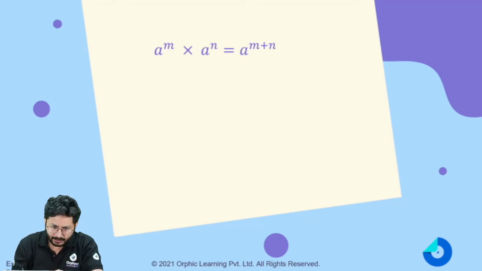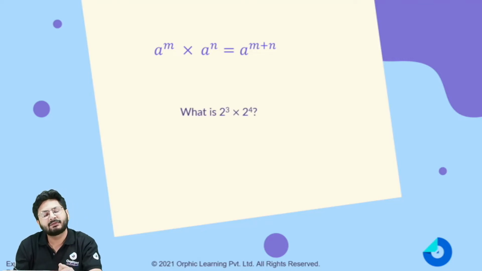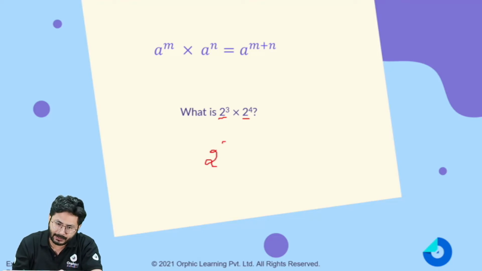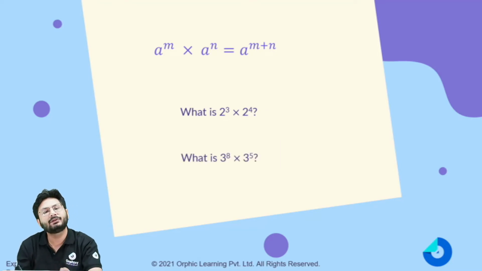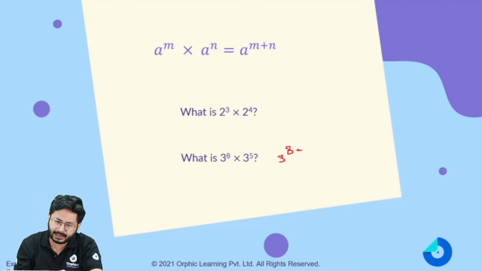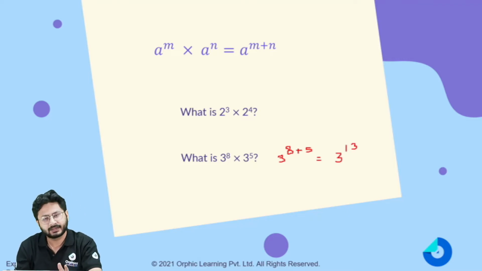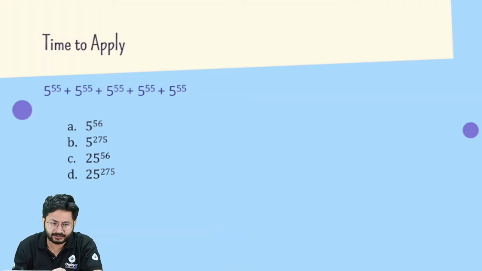Okay, great. So what should be the value of 2 to the power 3 into 2 to the power 4? We can see that the bases are same and the numbers are getting multiplied. So we'll do it as 2 to the power 3 plus 4, which is 2 to the power 7. Correct? Perfect. Let's do another example. 3 to the power 8 into 3 to the power 5. It will be equal to 3 to the power 8 plus 5, which is equal to 3 to the power 13. Okay. Great. Now let's do a little bit difficult question जिससे ज़्यादा अच्छे से समझ में आए.